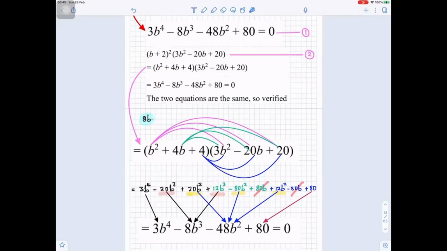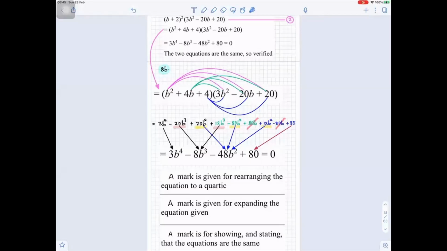So what you have done is changed the answer to a new form so that you can compare them. It's quicker and easier that way. In the exams, they'll give you a mark for rearranging the equation to get the quartic equation like that one, a mark for expanding the equation, and a mark for showing and stating that the equations are the same. So state that this equation is the same as that equation.